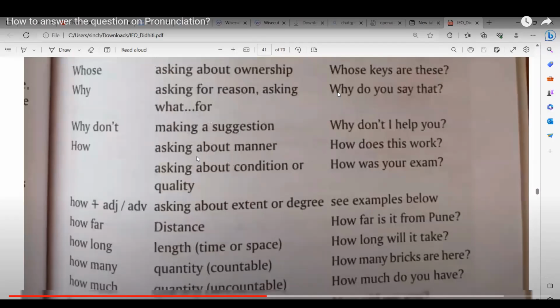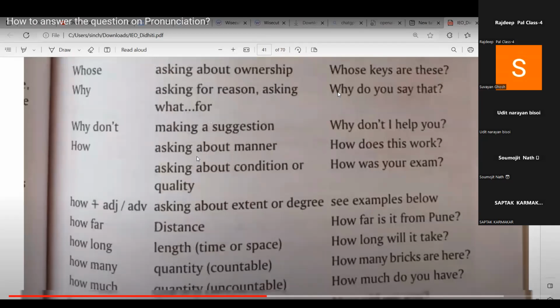Shomojit, give me an example with why. Why are you playing the video game? Very good. Excellent. Okay. Now, Rajdeep, can you read this one? Why don't? Making a suggestion, ma'am. Why do not I help you? Very good. Ma'am, you missed me about why.